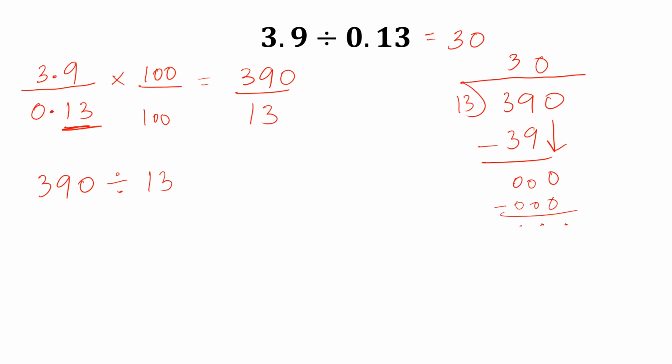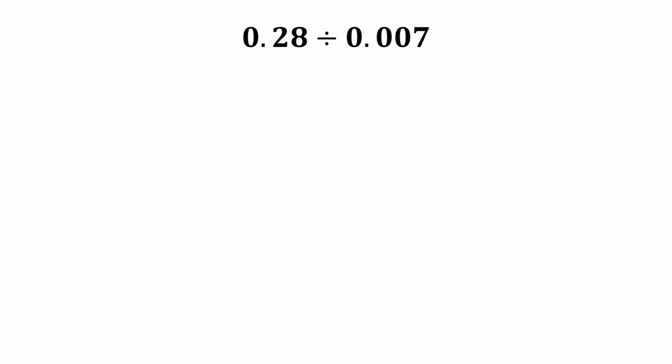We have one more example here to work. Let's look at this example. In this example, we have 0.28 divided by 0.007. So the first step is to rewrite as a fraction, which is 0.28 all over 0.007. Now, if we look at our denominator, we'll notice that it has 3 decimal places.